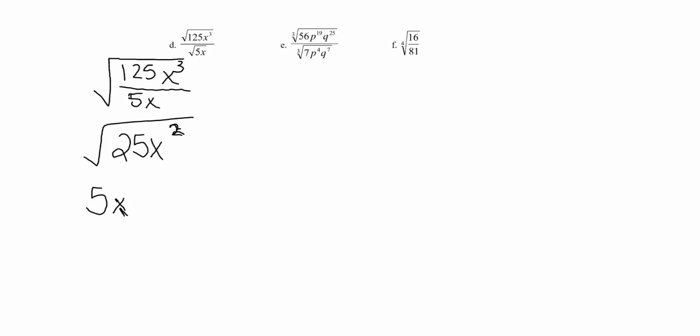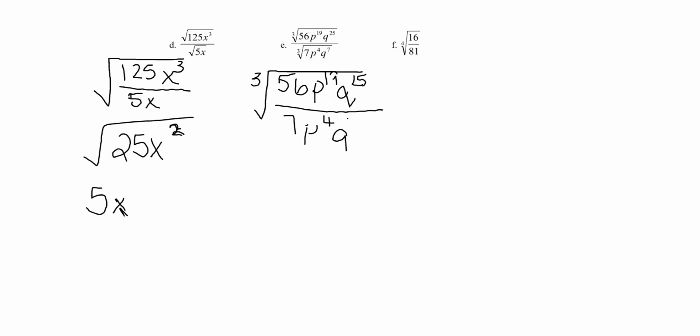Okay, for C, again, I'm going to do the same thing. I'm going to combine it and make it into one large radical instead of two separate ones. So I'm going to have 56 p to the 19th q to the 25th over 7 p to the 4th q to the 7th.